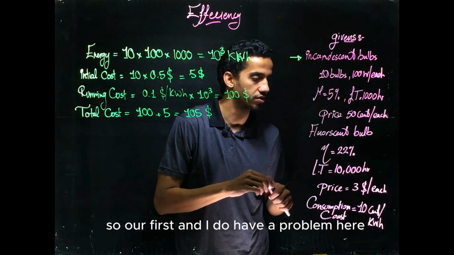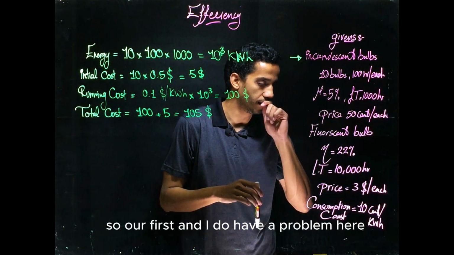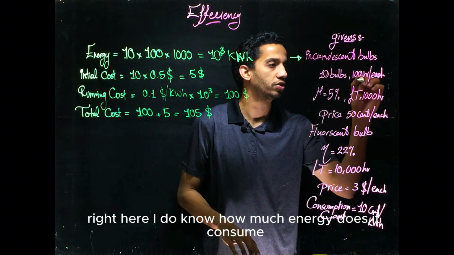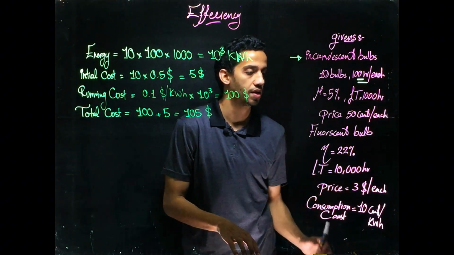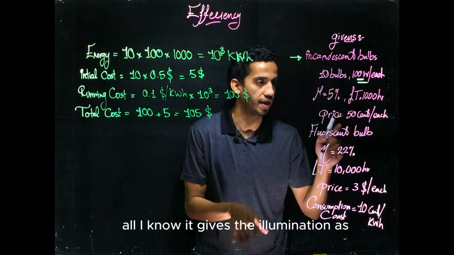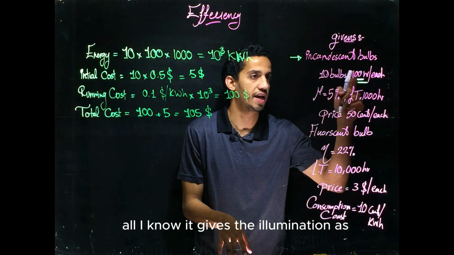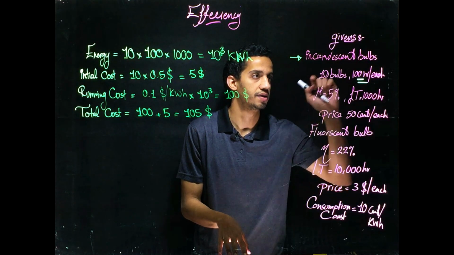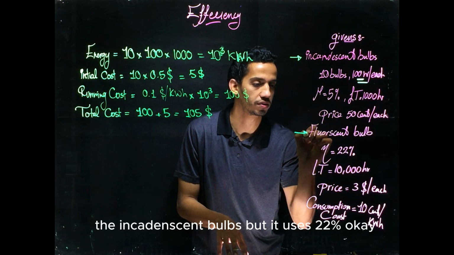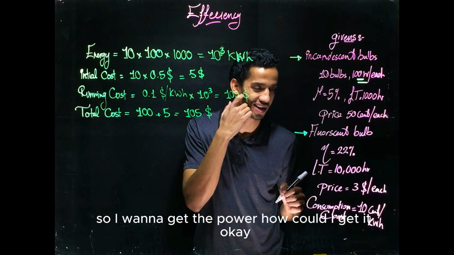Okay, great. So for our fluorescent lamp, I have a problem here. Right here, I know how much power the incandescent consumes, but here I don't know. All I know is it gives the same illumination as the incandescent bulbs, but it uses 22% efficiency. So I want to get the power. How could I get it?